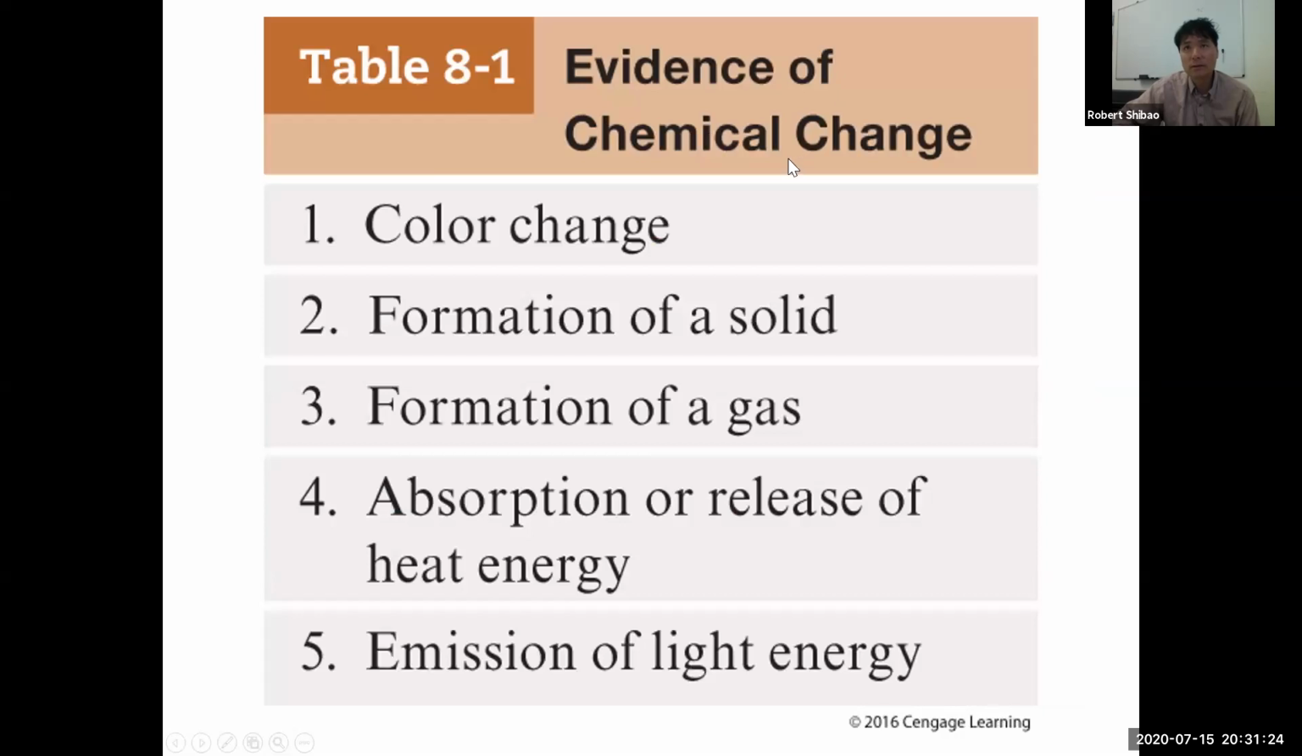So evidence of a chemical change: color change, formation of a solid, which we call precipitation, formation of gas, which we call effervescence, absorption and release of energy. Absorption is endothermic, release of energy is exothermic, or emission of light. Different colors of light can be emitted, including non-visible light like infrared or ultraviolet or whatever.